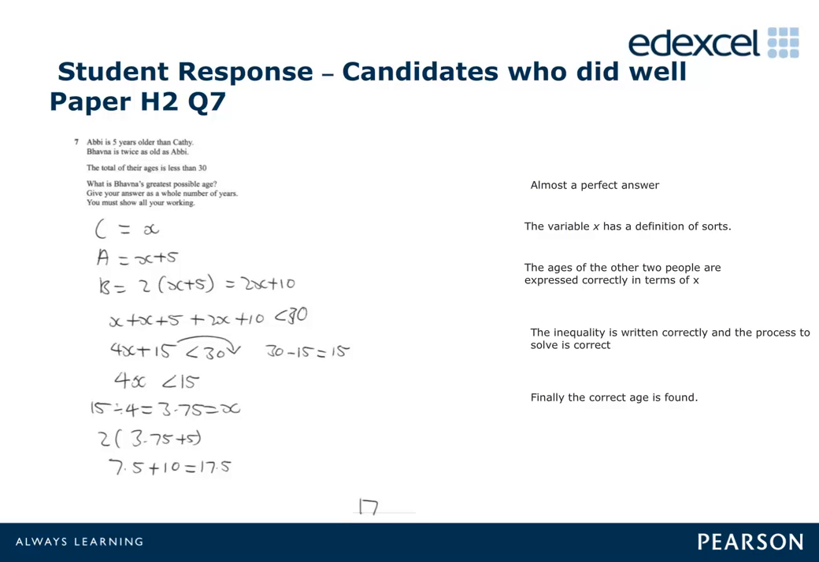It is expected on the higher tier that students should be able to put problems into an algebraic form where appropriate. This is an example of a case where the student has done exactly that. They have then gone on to solve the resulting inequality.